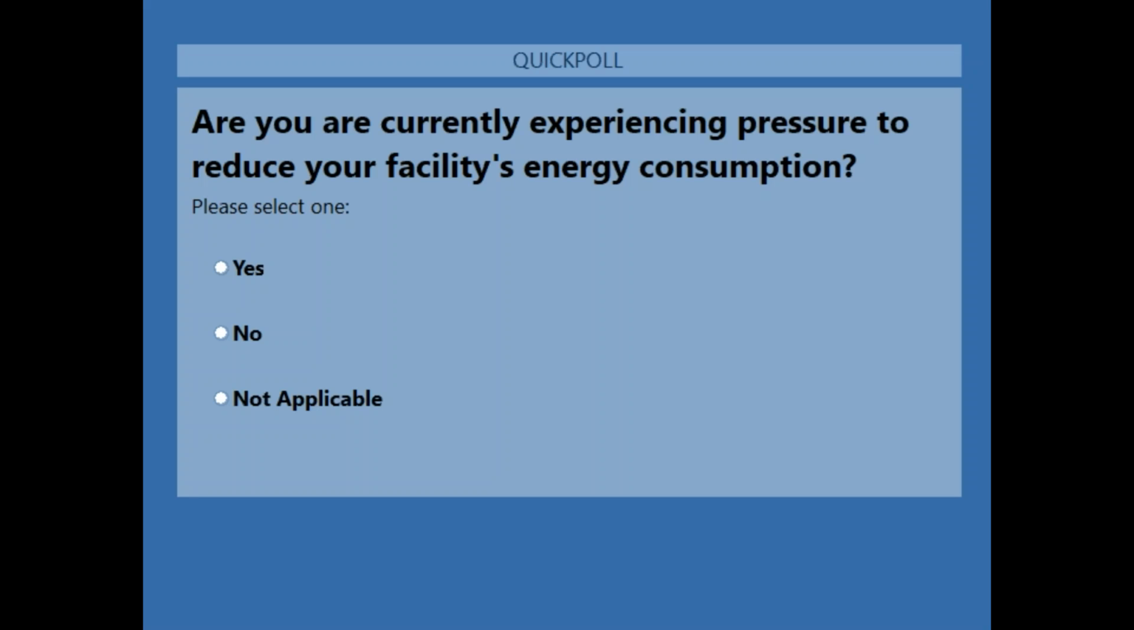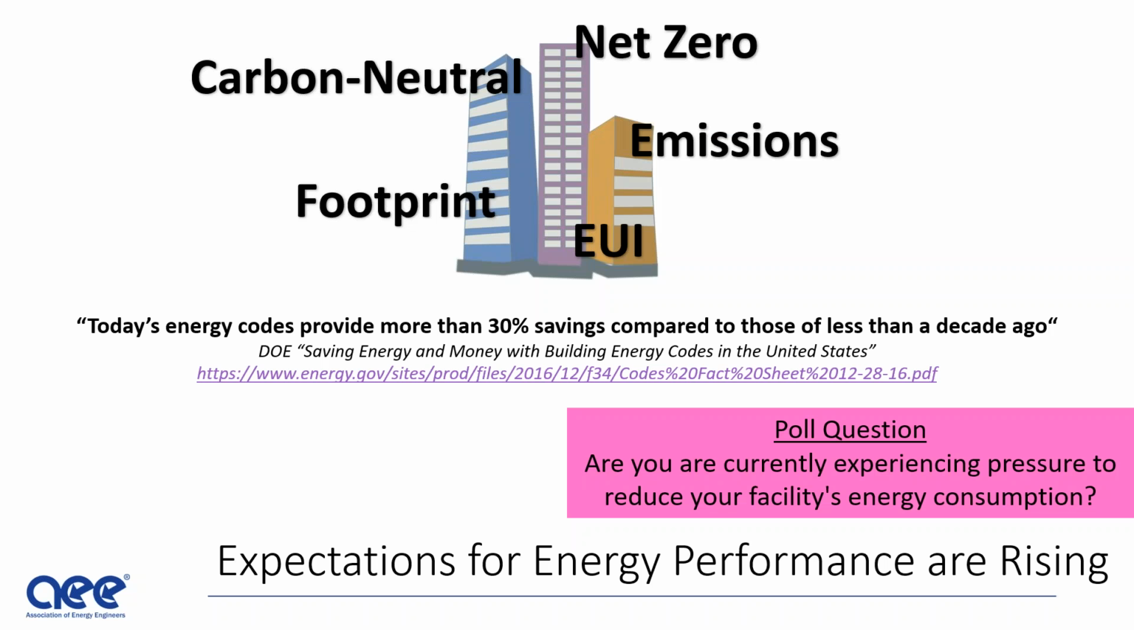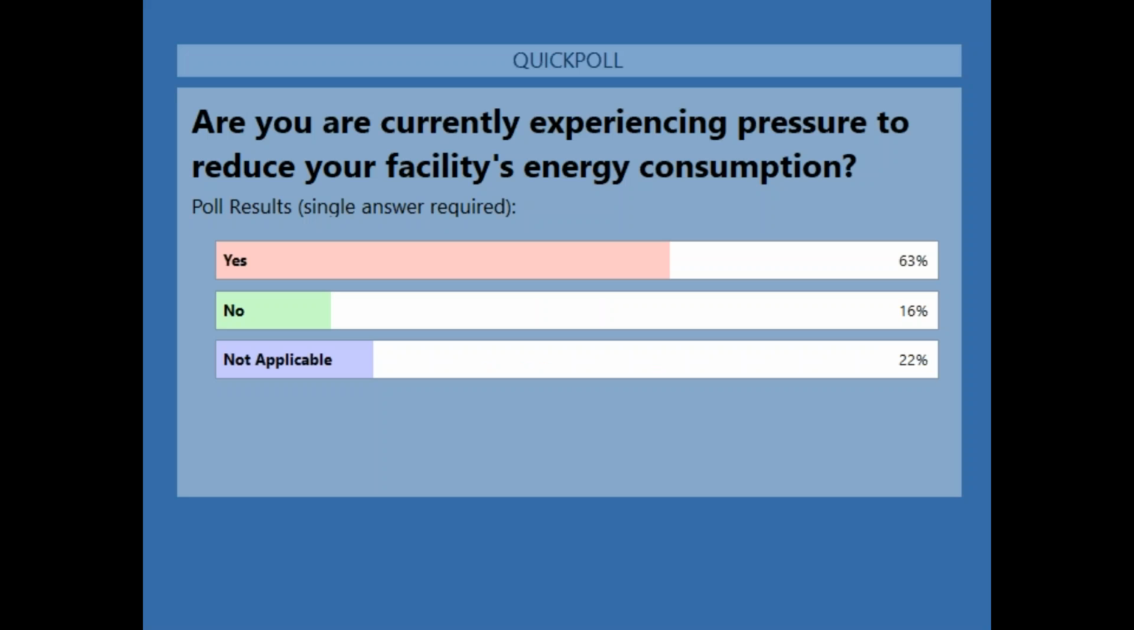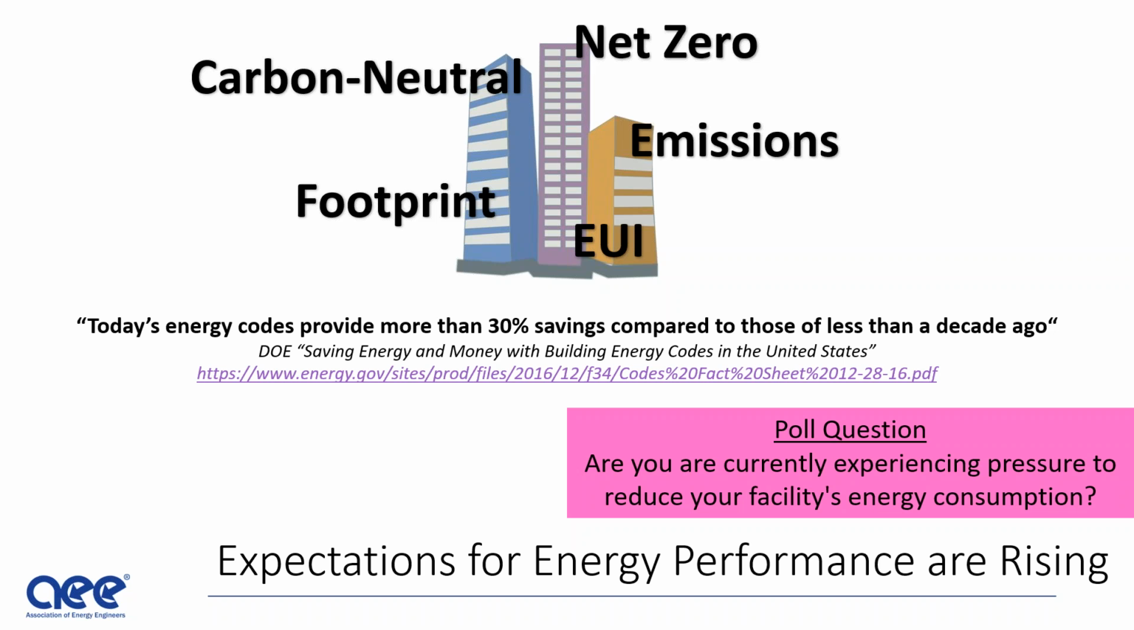Okay, I'm going to go ahead and close this poll out now and share the results. Are you able to see them this time, Ben? I am not. Okay, so we had about 63% of our audience say yes, they are experiencing pressure. About 16% say no, and 22% that was not applicable to them. Okay, great. All right, thank you so much for the feedback.